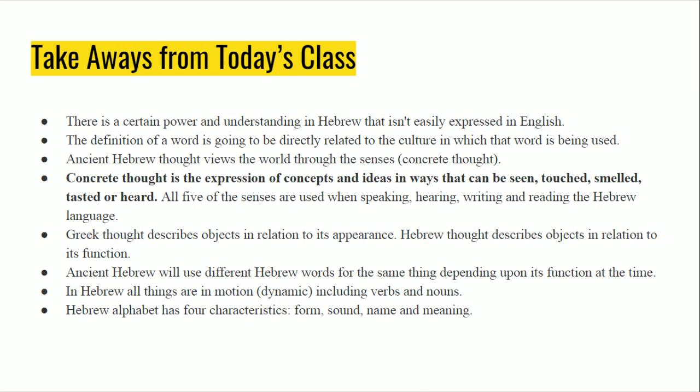Greek thought describes objects in relation to their appearance. Hebrew thought describes objects in relation to their function. Ancient Hebrew will use different Hebrew words for the same thing depending on its function at the time. In Hebrew, all things are in motion, dynamic, including verbs and nouns. The Hebrew alphabet has four characteristics: form, sound, name, and meaning. Okay?